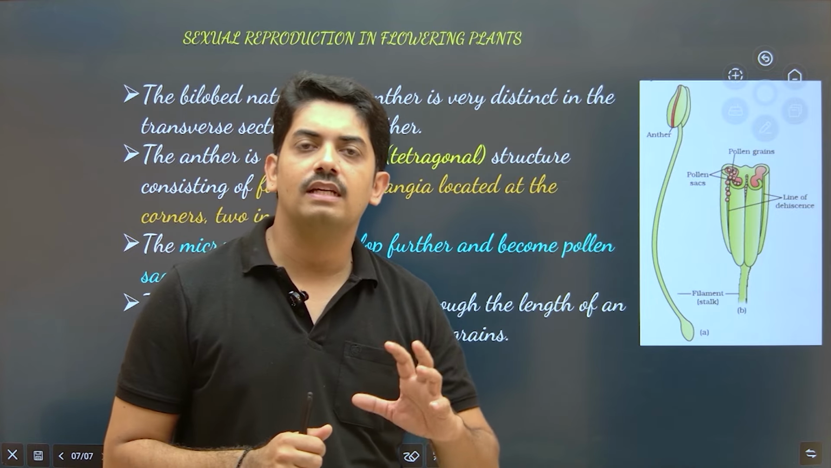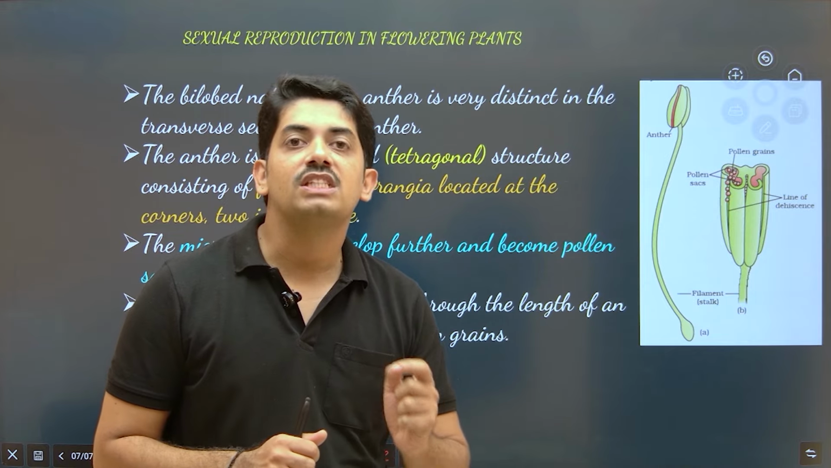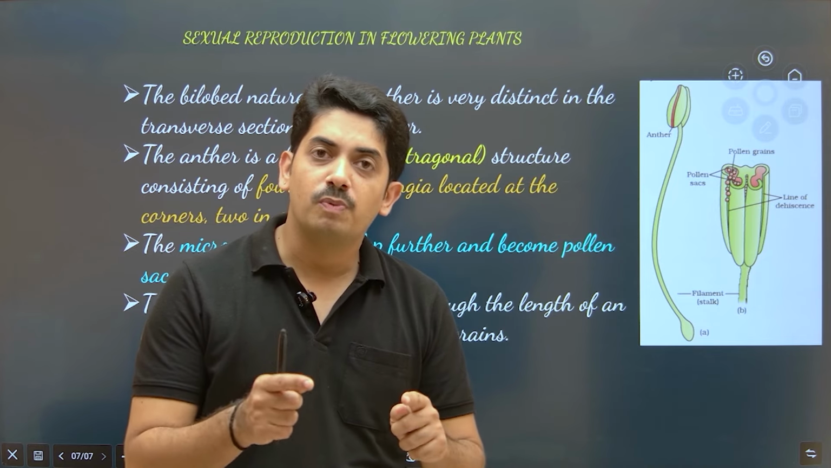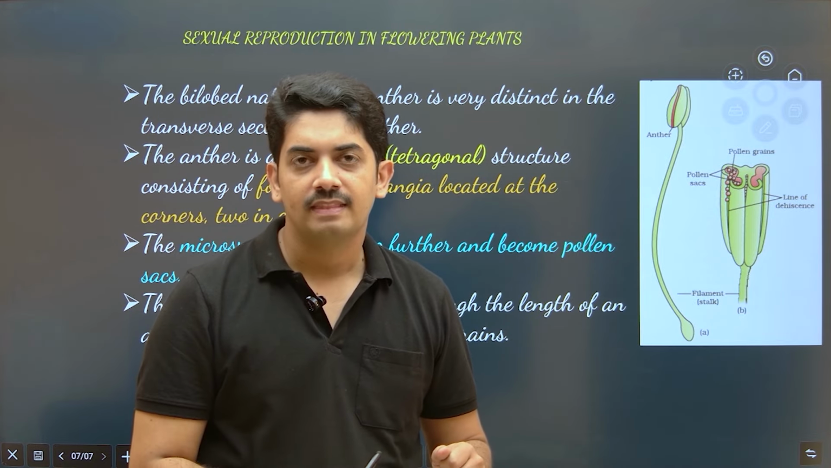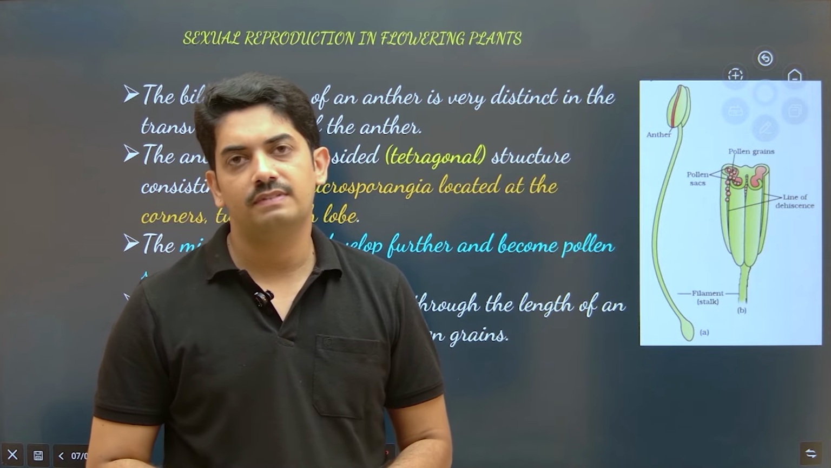Micro is something representing the gamete which is smaller. That is why the term microsporangia. Microsporangia is the structure inside which the microspores are present. That means it is something related to the male reproductive part of the flower.